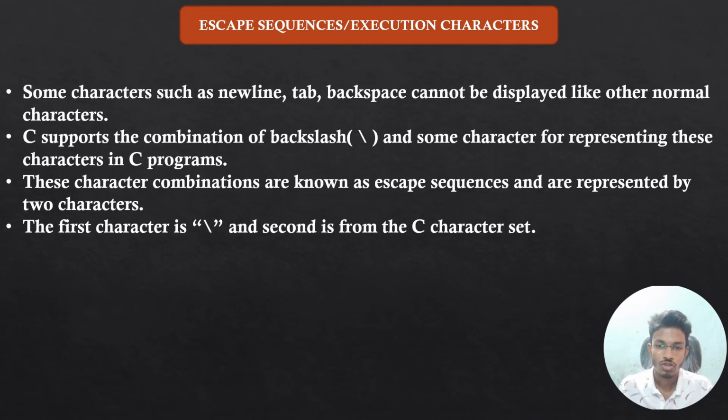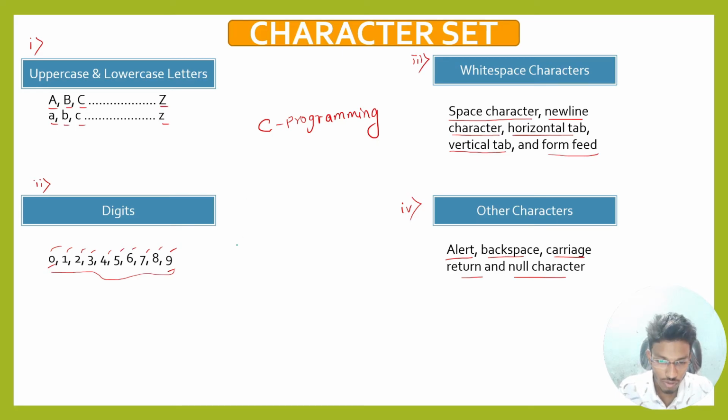Moving forward, there are some escape sequences, which we consider the execution characters. Some characters such as new line are important, and this is also a character. What is a character? Let us understand. If I press A from the keyboard, we have entered the character A. This is called a char. If I enter 0, this is also one char.